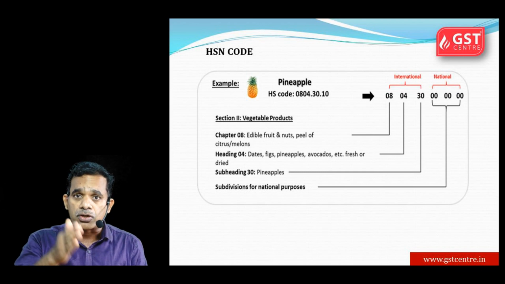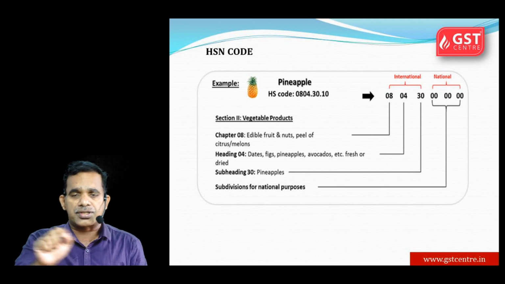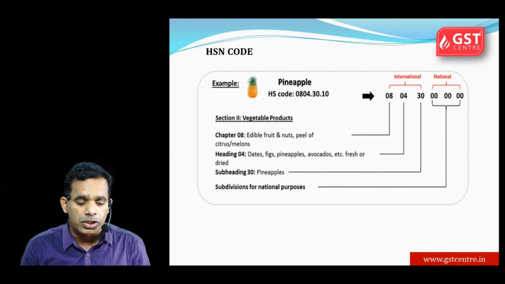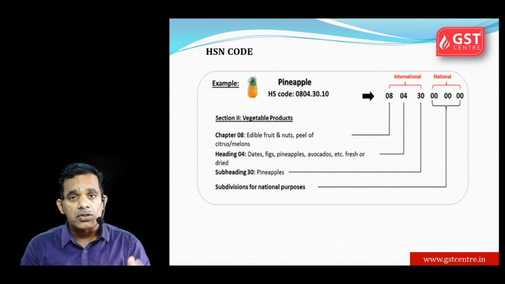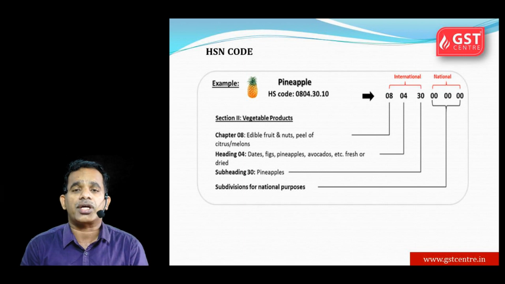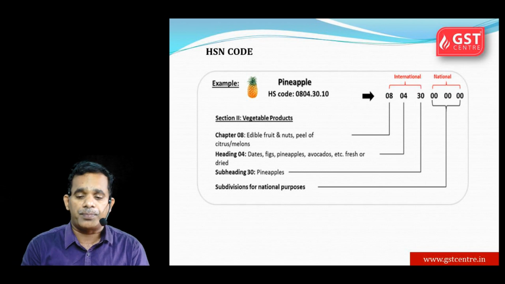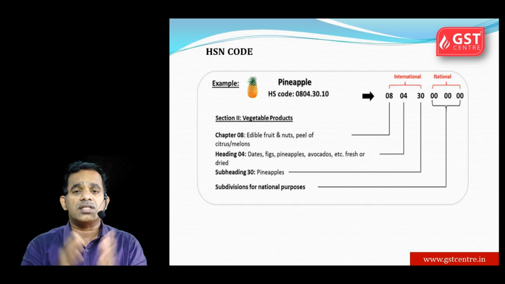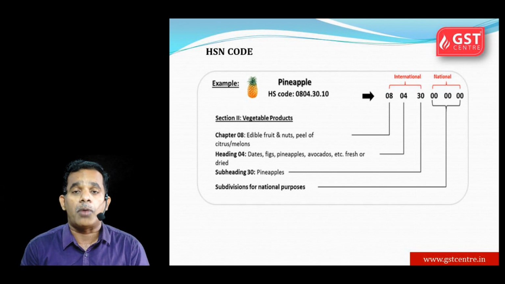So 080430. That is the first 6 digits, which is for international usage. And in pineapple also there will be some breeds or some variants. Those subdivisions will be coming for national purposes. So this is the structure of the Harmonized System of Nomenclature.